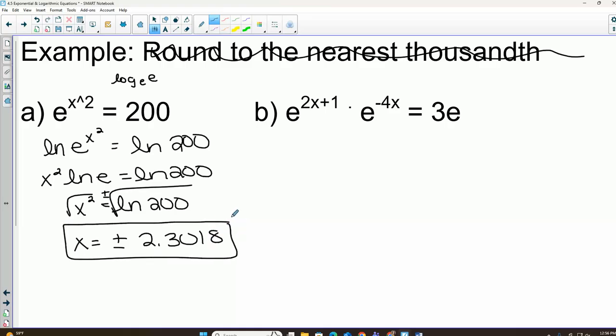It's the ln button, so it's right under the log. Again, if you don't like it, do your log base 10 on every problem, and it will give you the exact same answer. All right.